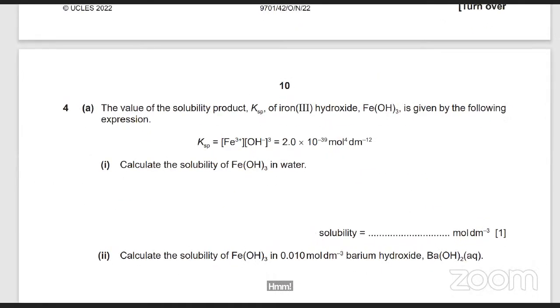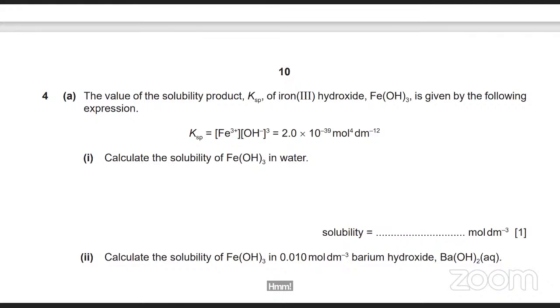अच्छा ये, हाँ सर, ये तो वैल्यू ऑफ द सॉल्युबिलिटी प्रोडक्ट, ठीक है, सॉल्युबिलिटी प्रोडक्ट दिया हुआ है Fe आयरन हाइड्रोक्साइड। Calculate the solubility of FeOH3. तो पहले calculate कर लो कि FeOH3 solid है. If it dissolves, it's going to form, क्या form करेगा? Fe3 plus ions aqueous plus three OH minus ions aqueous, right?